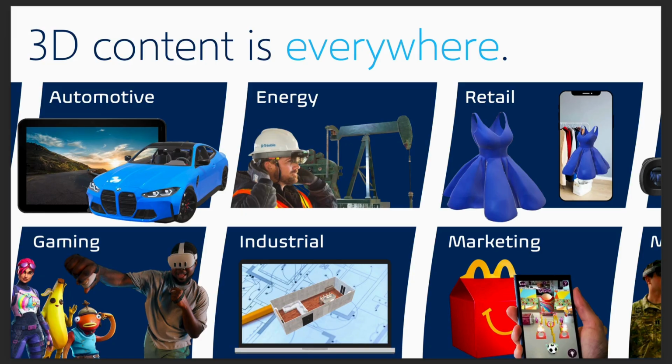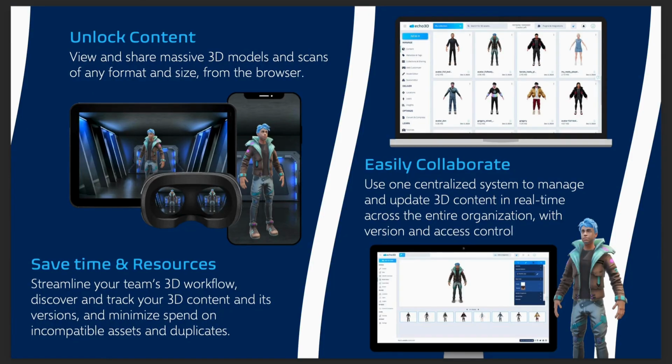Before onboarding with echo3D, our clients often struggled to manage and update their 3D libraries, making collaboration across teams difficult and costly. They faced inefficient workflows, had trouble discovering 3D content they already owned, and sometimes spent money on incompatible assets or unnecessary duplicates. echo3D helps you take full control of your 3D content. Teams can view and share even massive 3D models and scans, collaborate seamlessly through a single centralized system, and save both time and money across the entire 3D workflow.